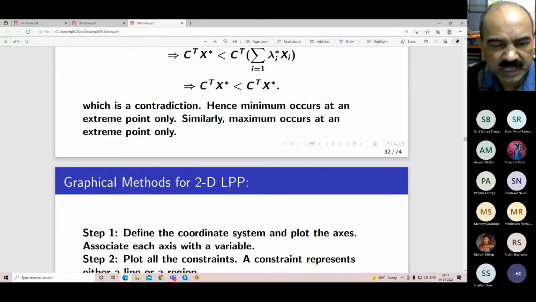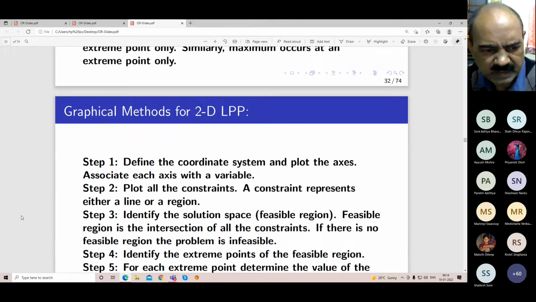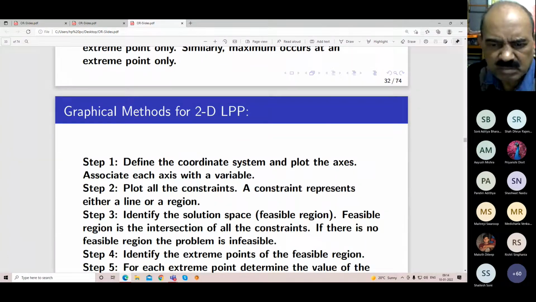Sir, the graphical methods, you know it. I will simply give the summary. When there is a linear programming problem, generally we solve linear programming problems with two variables using the graphical method. What are the steps? Step 1, we define the coordinate system. Say there are two variables, x1 and x2, one for the x-axis, another for the y-axis. Define the coordinate system and plot the axes. Associate each axis with a variable.